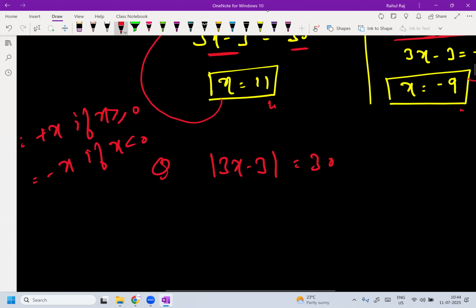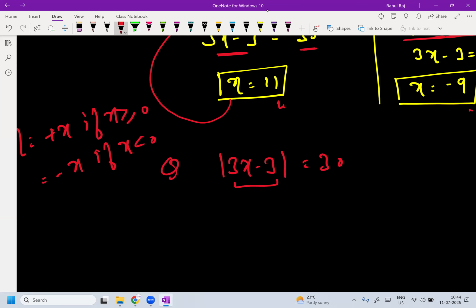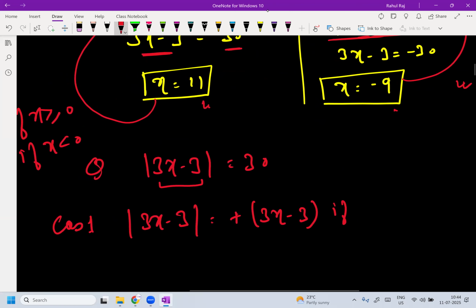So now I'll take case 1, Shweta. Now in this case, this entire thing I'll consider as x. Simple, straightforward logic. Because everything is inside mod. So I'll say case 1. That mod of 3x minus 3, that is mod of x, is equal to positive x. X here is what? 3x minus 3, if 3x minus 3 is greater than or equal to 0.